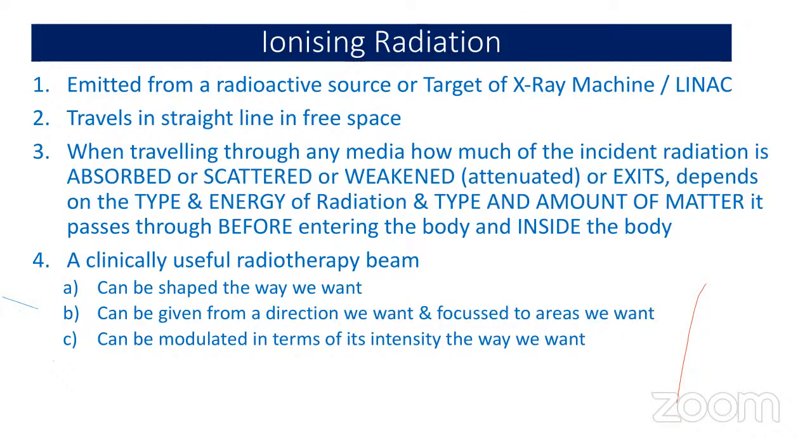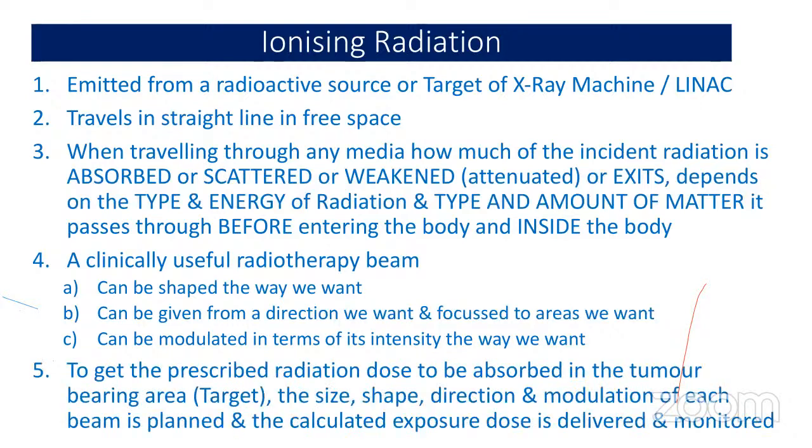Either the entire beam, its intensity is modulated, or parts of that beam, the intensity is modulated by using wedges, tissue filters, tissue compensators, or by intensity modulated radiotherapy. And to get a prescribed radiation dose to be absorbed in the tumor-bearing area, which is what we call target volume, the size, shape, direction, and modulation of each beam is planned, and the calculated exposure dose is delivered and monitored. So this is basically clinical radiotherapy in a nutshell using ionizing radiation, and it's always with ionizing radiation.